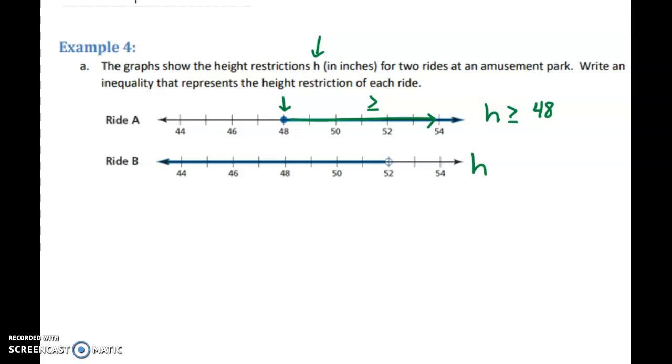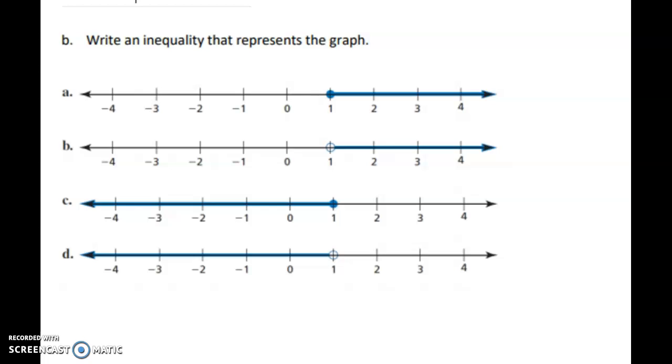Let's try this bottom one. It's h, and the circle is at 52. Now, it's an open circle, and it goes to the left, so it is a less than symbol. There's no equal to because the circle at 52 is not a closed circle. All right, I want you to try writing an inequality for this part A right here.